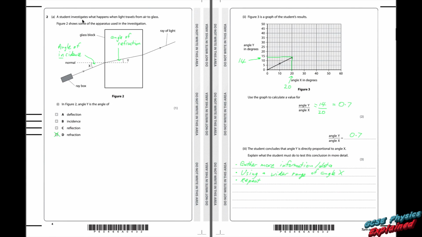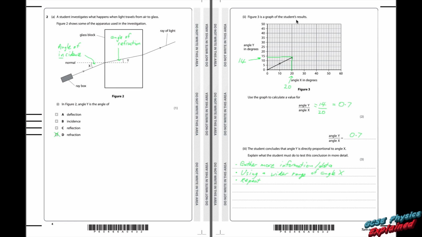Question 2. A student investigates what happens when light travels from air to glass. Figure 2 shows some of the apparatus used in the investigation. In Figure 2, angle Y is the angle of, well there's Y, and that's the angle of refraction. So that's D. If it asks you what this angle was, it's the angle of incidence, because it's the angle that's coming in.